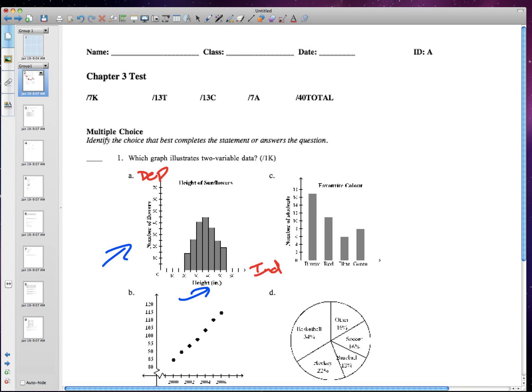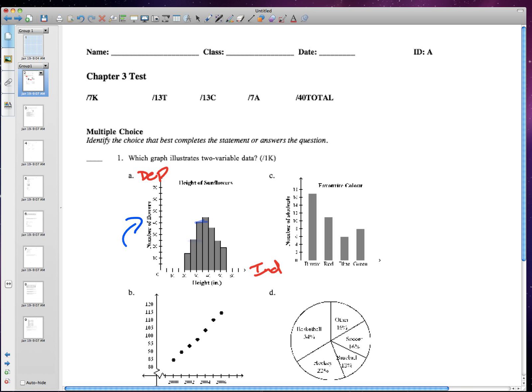Now this one looks very close. It does have numbers on both of them, but this is not two variable data. The number of flowers is just that they have walked into some field and they've counted the number of flowers at 20 inches, the number at 30, the number at 40. This is not really a variable. This is just helping us total the number of flowers, like a histogram.